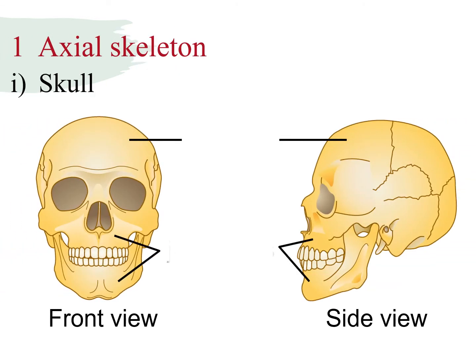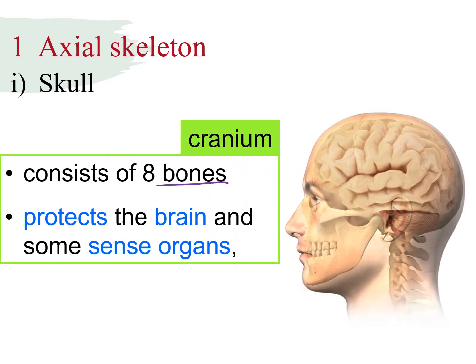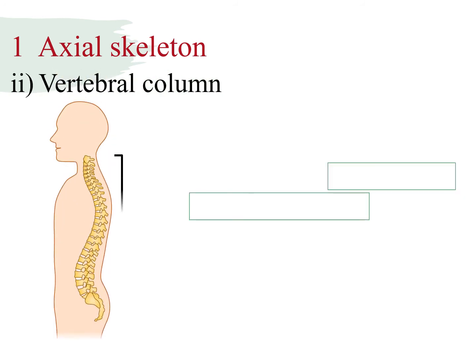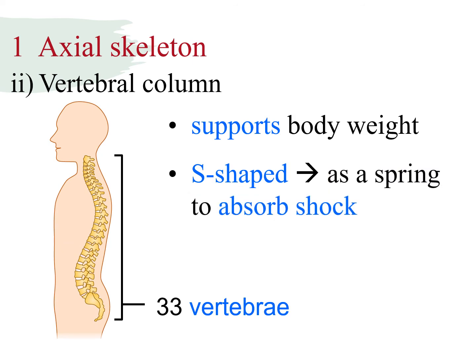The picture below shows you the skull with the cranium and the jaw bones. Cranium consists of 8 bones. It protects the brain and some sense organs. Have you all heard a Chinese saying, 細路你腦筍都未生埋啊? This is actually a correct saying because in a newborn baby, the cranium has a gap in between where the bones are not yet fused together. So here we go. You can see the gap in the cranium. We call it 腦筍都未生埋.